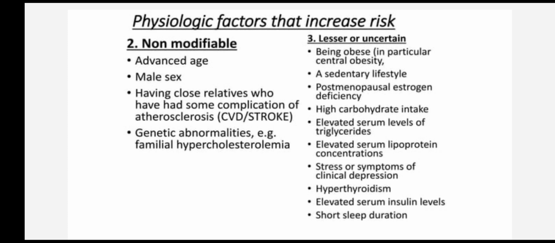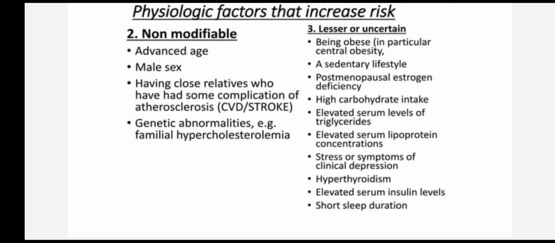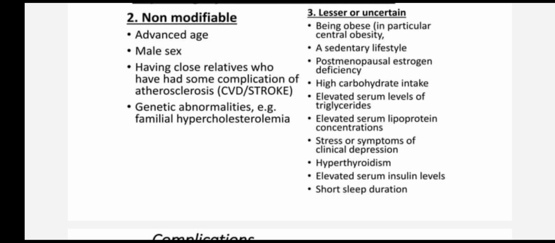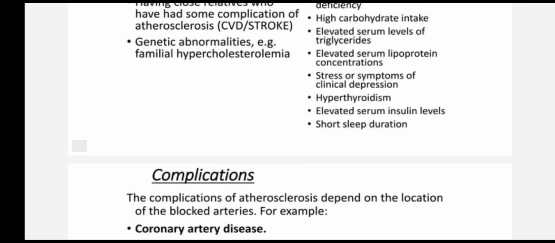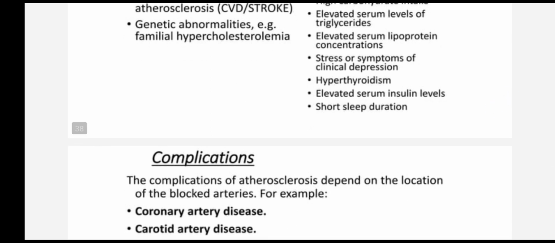Physiological factors that increase risk: non-modifiable factors include advanced age, male sex, having close relatives who have had some complication of atherosclerosis, cardiovascular disease, stroke, and genetic abnormalities, for example family history. Modifiable factors include hypercholesterolemia, being obese, in particular central obesity, a sedentary lifestyle, postmenopausal estrogen deficiency, high carbohydrate intake, elevated serum levels of triglycerides, elevated serum lipoprotein concentration, symptoms of clinical depression, hyperthyroidism, elevated serum insulin level, and short sleep duration.